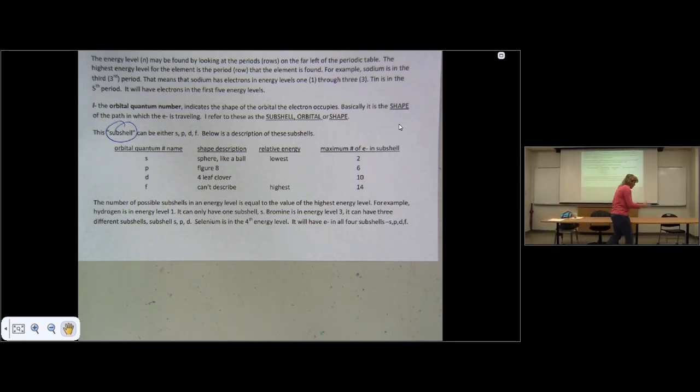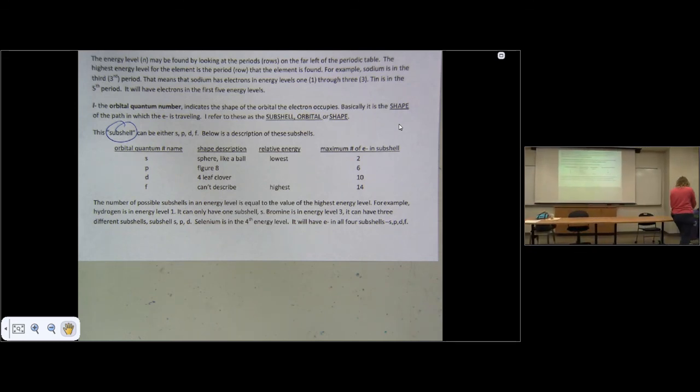Then the question is, how many electrons can do the sphere? What's it say? 2. Now let's think about that for a minute. So within this space, in the first energy level, we've got the sphere, we've got the ball. Why can 2 electrons do that? Because they're spinning in opposite directions.